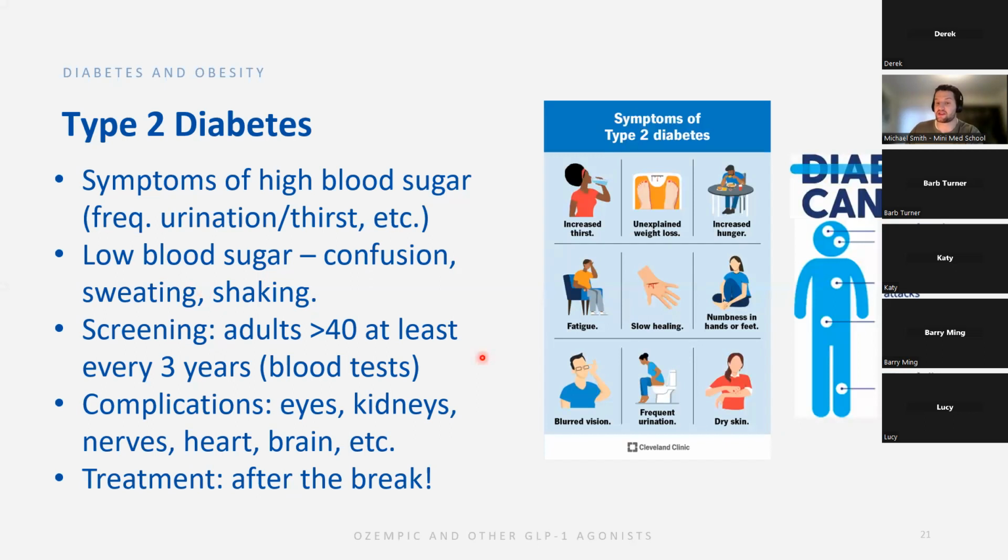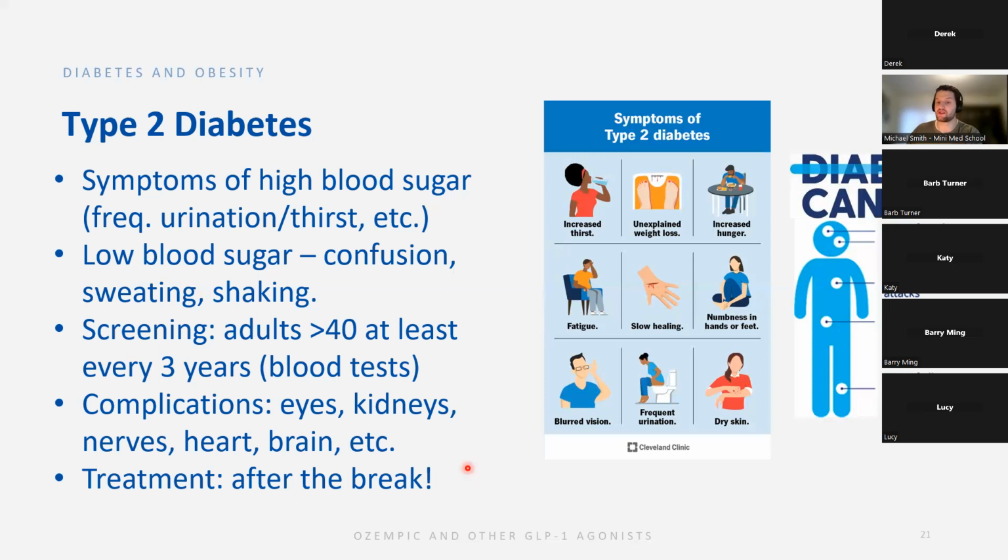Diabetes is diagnosed with a series of blood tests, and screening for all adults begins in your 40s and occurs at least every 3 years. So you may have heard of an A1C test or a fasting glucose test, and those are what physicians use to diagnose diabetes.